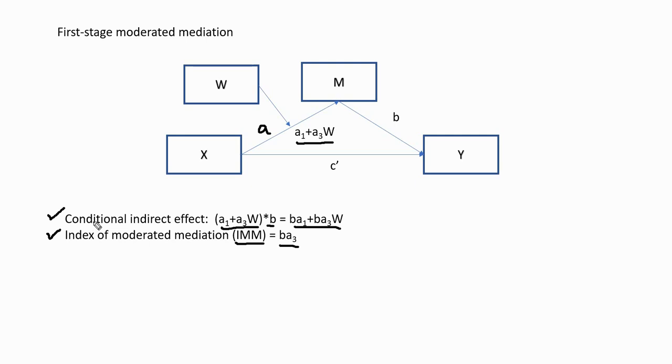So whether we have conditional indirect effects that are significant or non-significant is irrelevant to the question of whether we have moderated mediation. It's really just going to be a question of whether this index of moderated mediation is significant. And then if it is, oftentimes we follow up by examining those conditional indirect effects.